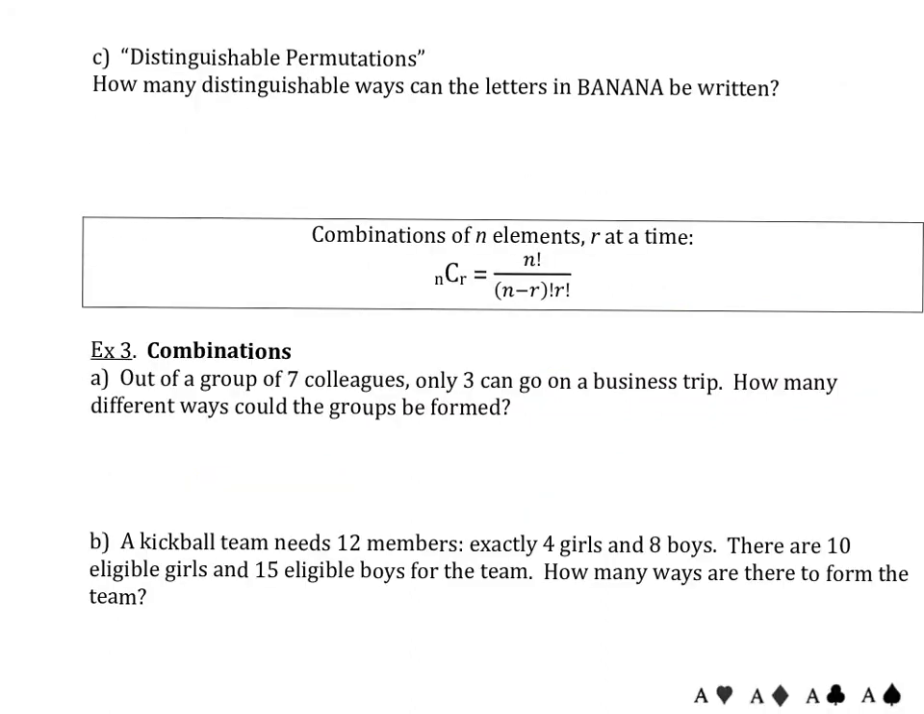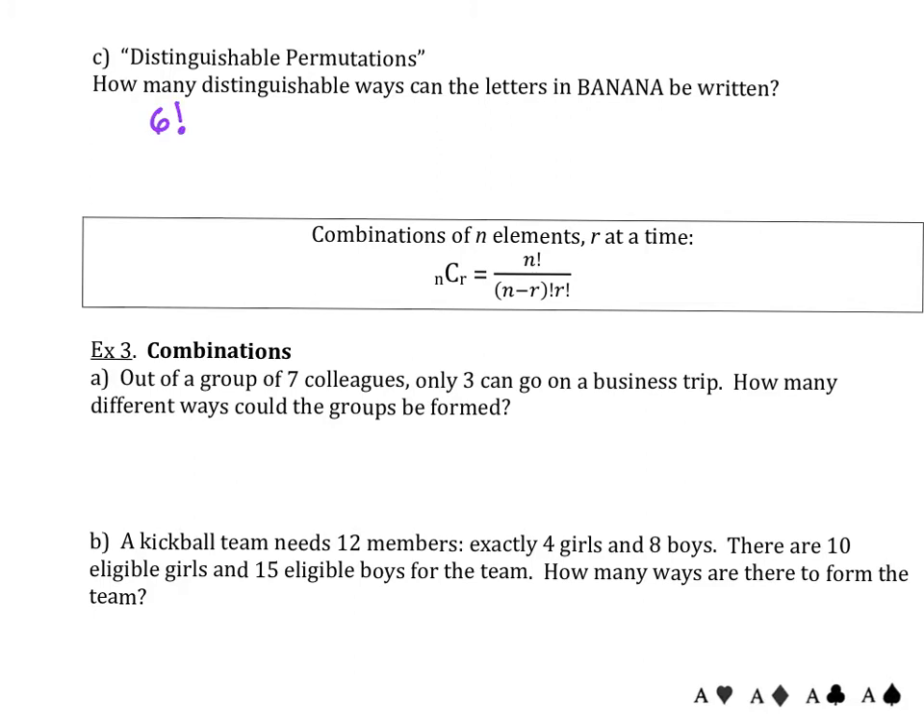Before we get to combinations, let's consider what your book calls distinguishable permutations. How many distinguishable ways can the letters in banana be written? If I'm thinking this is kind of like a permutation, it's like the POTUS problem. How many letters are there? There's 1, 2, 3, 4, 5, 6. So it seems like it should be 6 factorial, but we have some issues here.